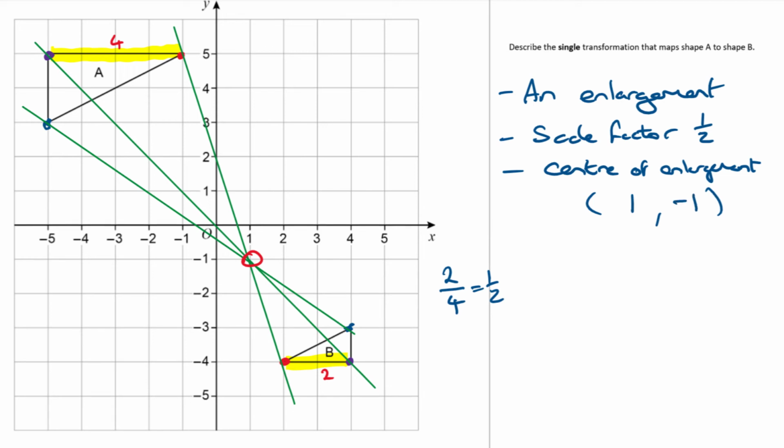1 minus 1. Okay, and that's my answer. So it's enlargement, scale factor half, center of enlargement 1 minus 1.